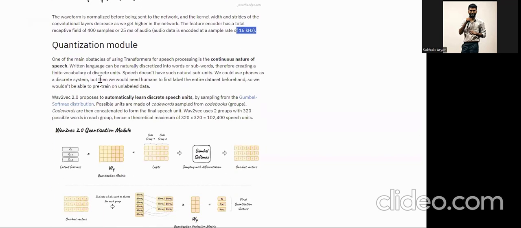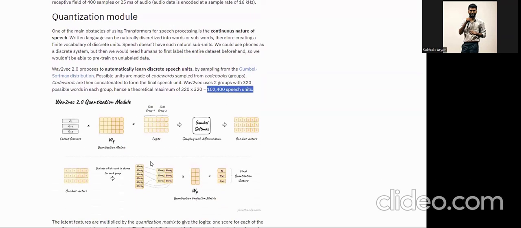Moving on to the quantization model, this latent feature is multiplied with a quantization matrix, and it gives code group 1, code group 2. What are code group 1 and code group 2? They come from codebooks, which are a huge collection of words and sounds. They multiply the output of the feature encoder module, this latent feature of 512 dimensions, with the quantization matrix, and they divide it into two groups. Group 1 and Group 2 both have 320 possible words, and this gives the speech units, 102400.